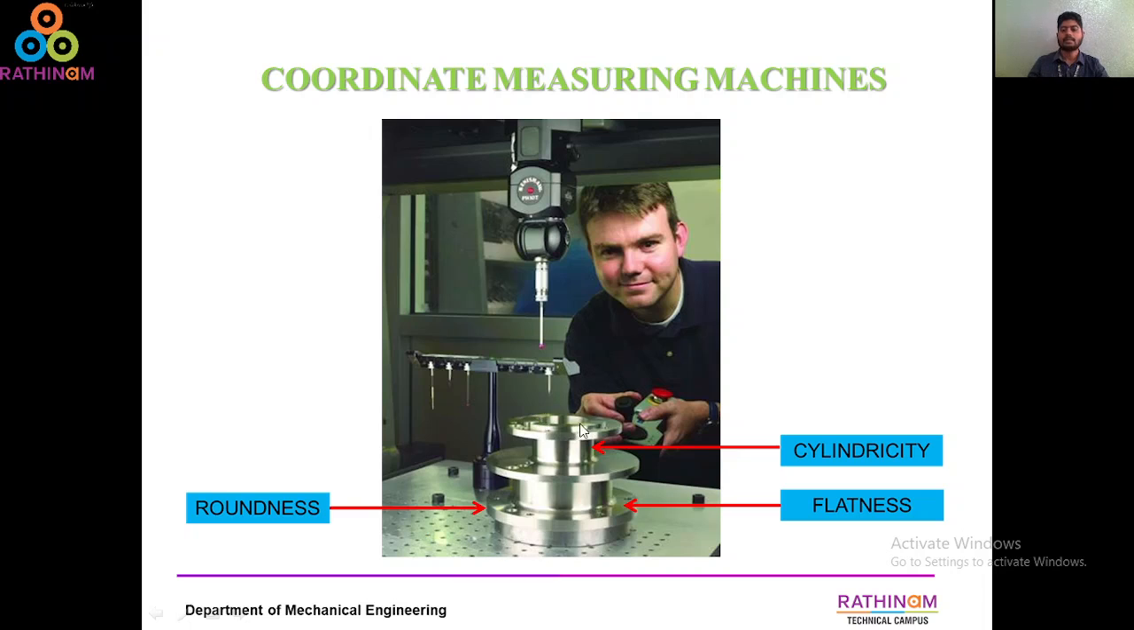So what inspections are we going to do? Cylindricity can be measured by the coordinate measuring probe system, and this is flatness. This is flatness, this is cylindricity, and this is roundness. So there is a difference between roundness, cylindricity, and flatness. These things can be inspected by the CMM, that is, the coordinate measuring machine.